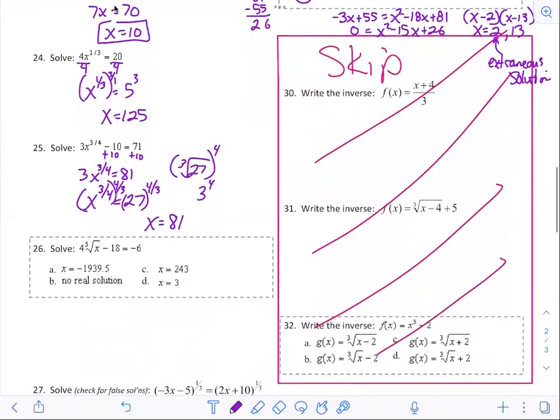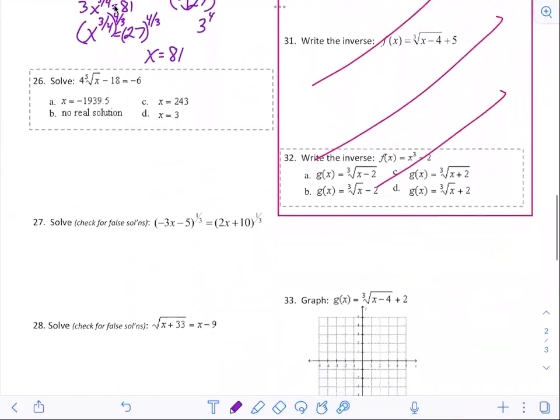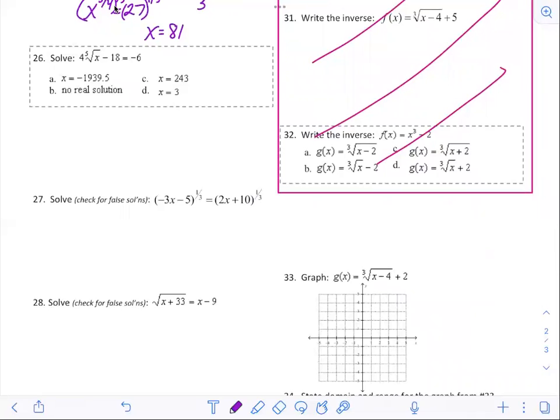We can skip 30 through 32. We're not going to do inverses. So let's solve this one again. We're going to add 18. 18 minus 6 is 12. We're going to divide by 4. And then we want to raise that to the 5th power. So our answer there is C. Also remember, with multiple choice, we can plug answers in if we have an equation and see which one works if you forget how to solve it.